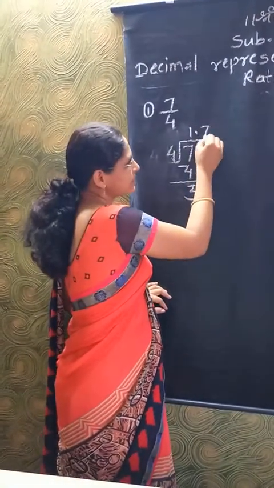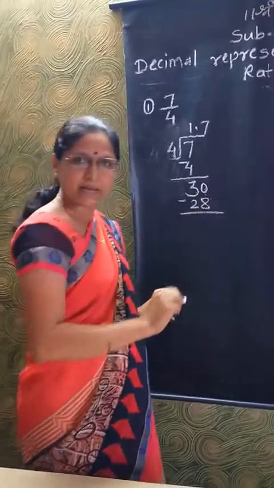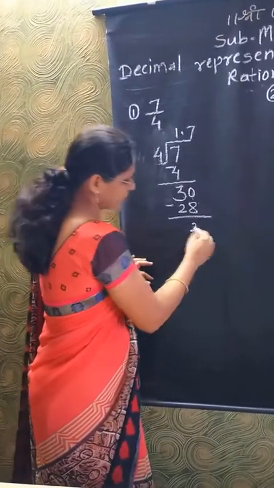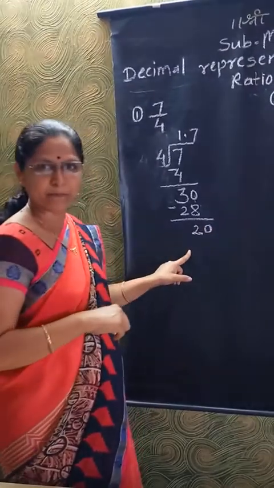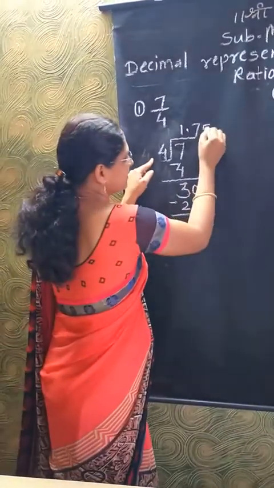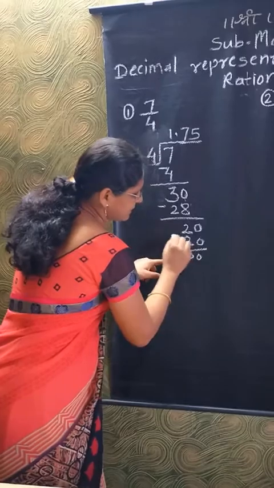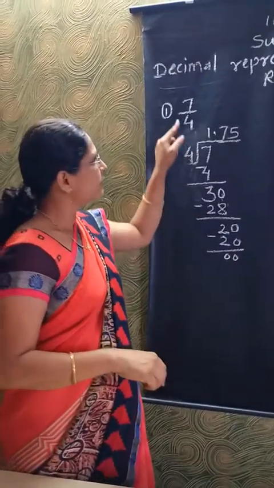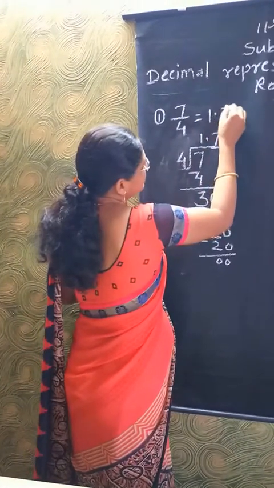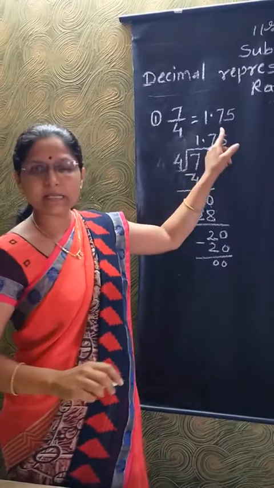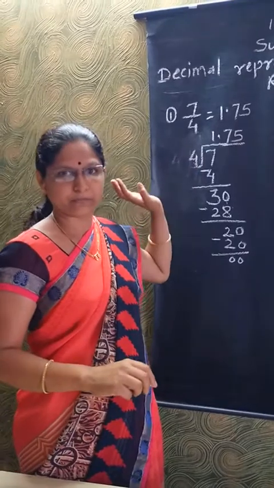4 sevens are 28. 30 minus 28, we get 2. On the digit 2, take 0, we get 20. Then 4 fives are 20. That is, we get remainder 0. Therefore, 7 upon 4 is equal to 1.75. It is the decimal representation of the rational number 7 upon 4.